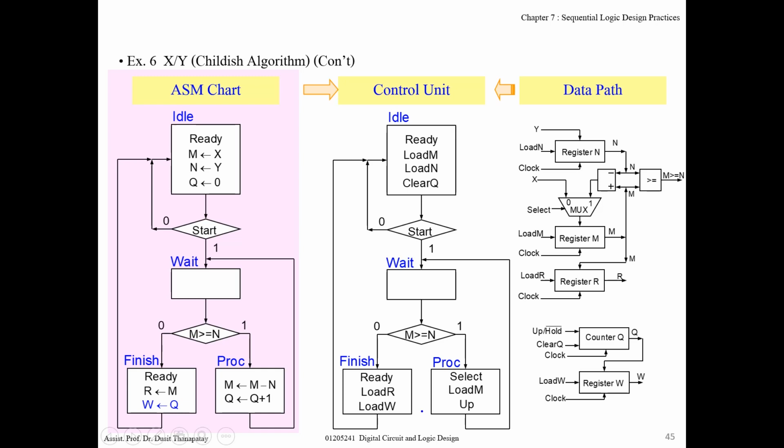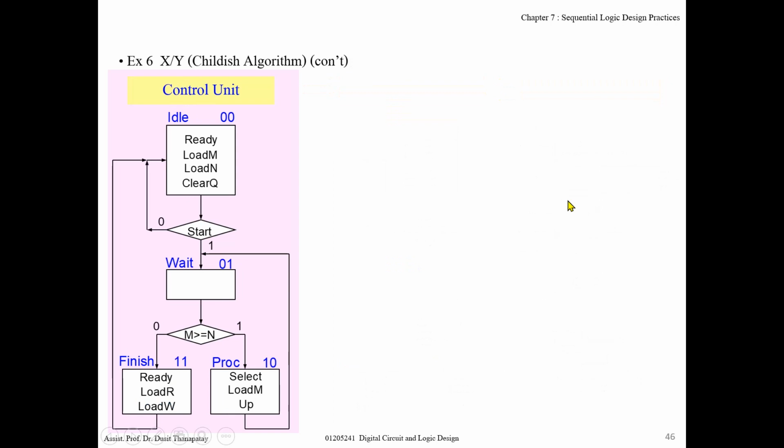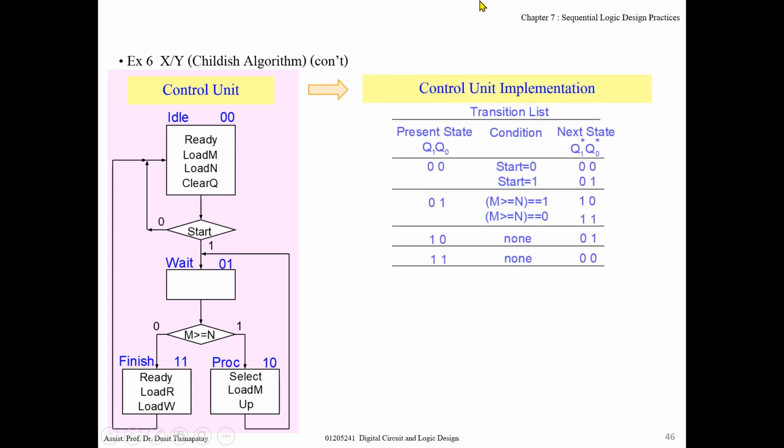So now you have obtained the ASM chart for the control unit already. And from this one, you can write down something like a state output table or transition list. For example, I write down a transition list, namely it shows the current or present state. There are 4 states, right? So I use 2 bits to represent each state. In this case, I use 00 for state idle, 01 to represent state wait, 10 for state process, 11 for state finish. So I write the current state.